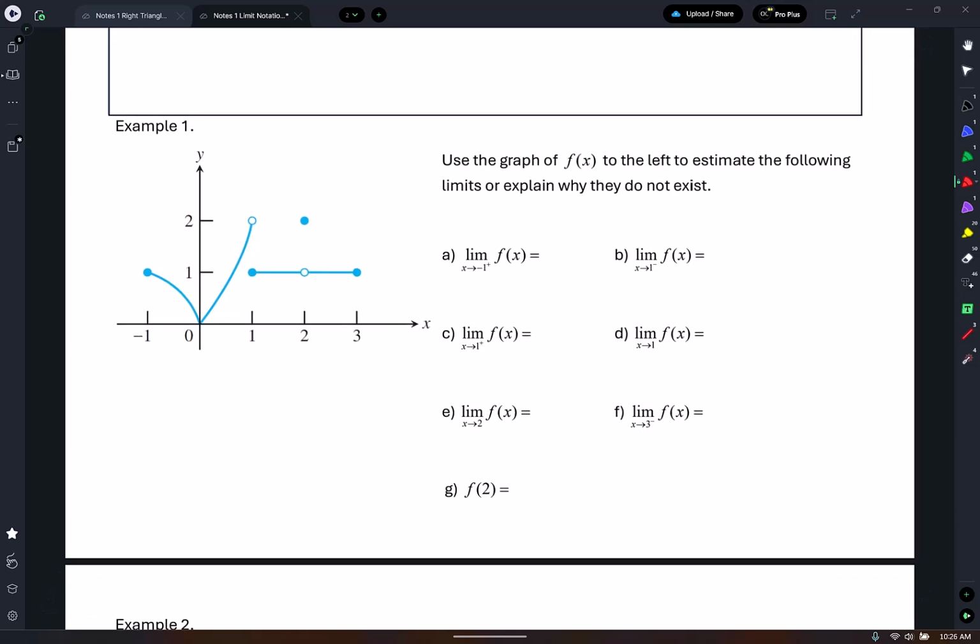All right, the limit as x approaches negative 1 from the right. So if I approach negative 1 from the right, what is that limit? 1. There it is.